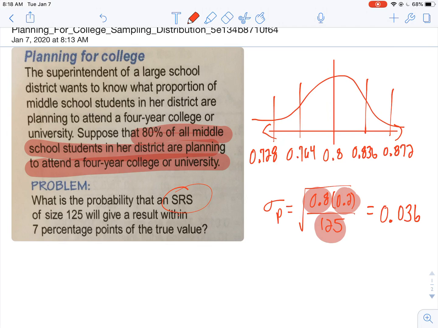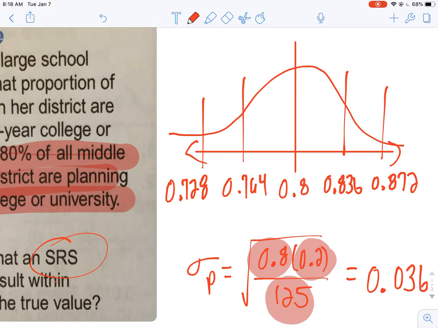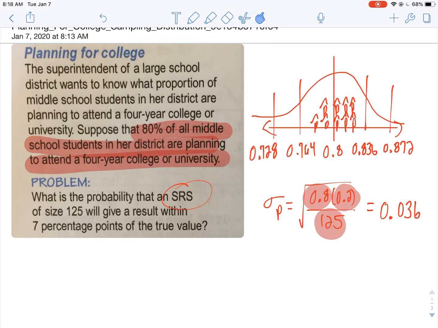So we're looking, what's the probability that a simple random sample will give me a result within 7 percentage points of the true value? Now remember, within a sampling distribution, this represents all my possible statistics based on that population. So I can imagine a bunch of p-hats in here. I'm not going to draw all of them, but you get the idea. These would be the statistics I'd get from any random sample that I would do of 125 based on this population. There are a lot of possible statistics I could get.